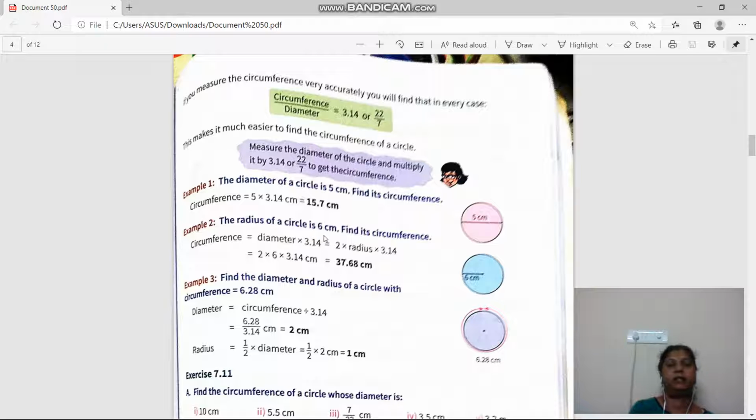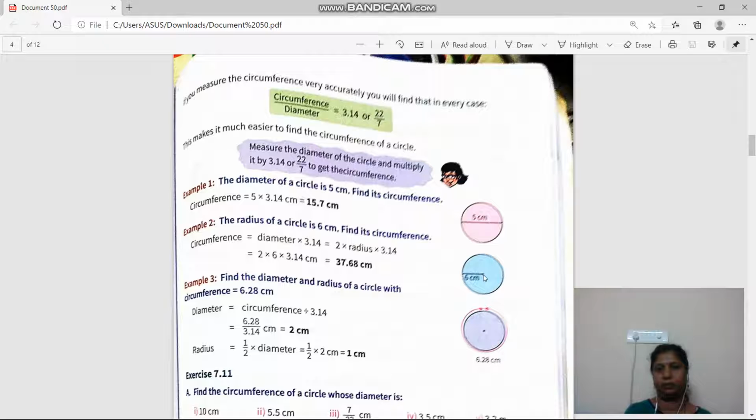The radius of a circle is 6 centimeter. Find the circumference. Now radius is given, just a little bit of difference. Circumference is equal to d into 3.14. So instead of writing diameter, we have to write 2 multiplied by radius, because radius is given. Diameter is always double of radius. That's why we write 2 multiplied by radius multiplied by 3.14. Otherwise you can take 22 upon 7 instead of 3.14. Get it?